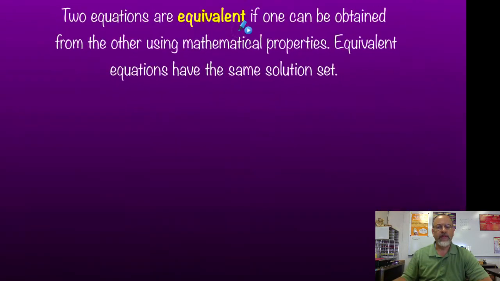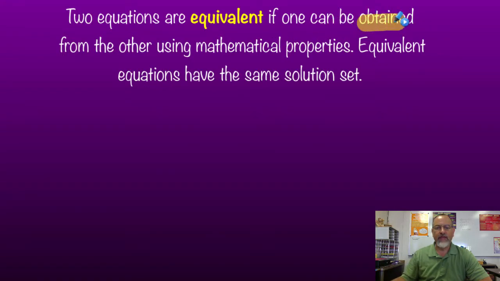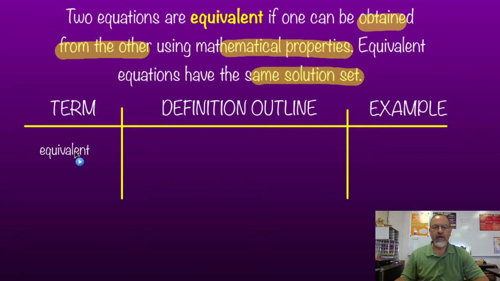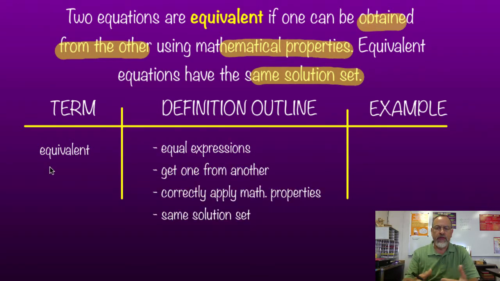Equations are considered equivalent if one can be obtained from the other. Okay, so we begin with one and then somehow we're able to create or obtain a new equation. And the way we do that is by correctly using mathematical properties. And then equivalent equations have the same solution set. So when we're talking about equivalent equations, we're talking about equations that are equal. Their expressions have equal value if you substitute in a particular number or the solution set. We can obtain one equation from the other if we correctly apply math properties.